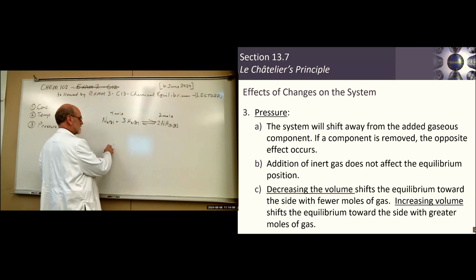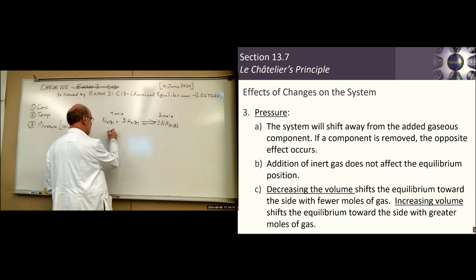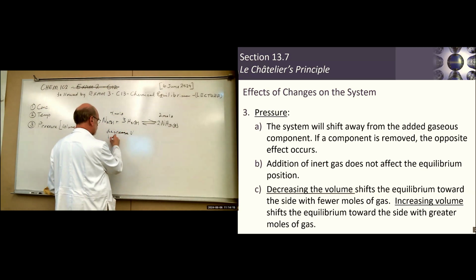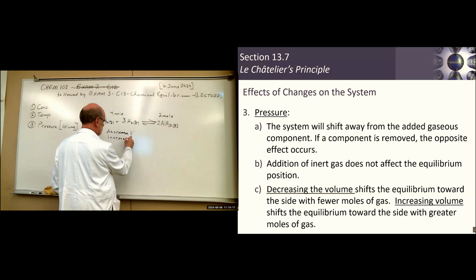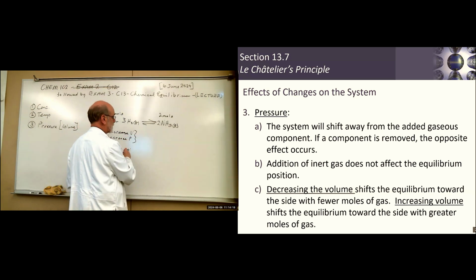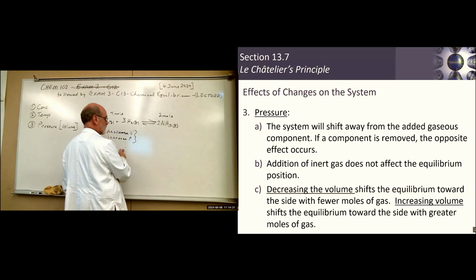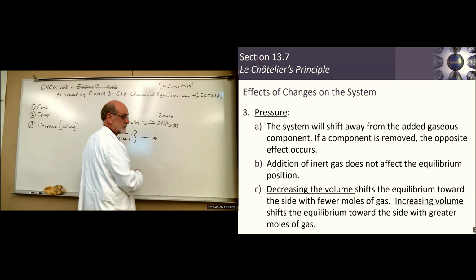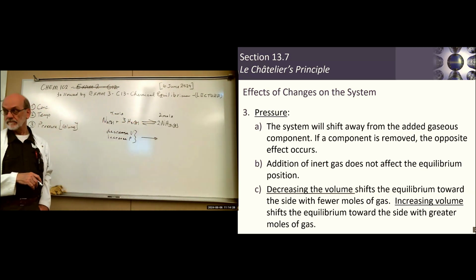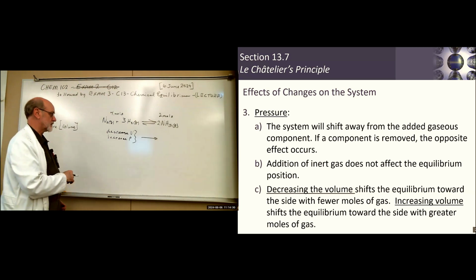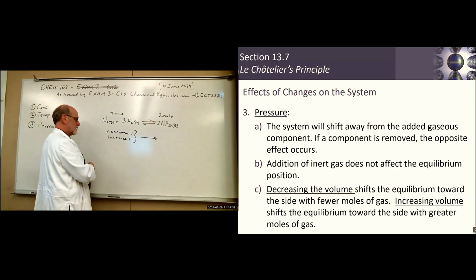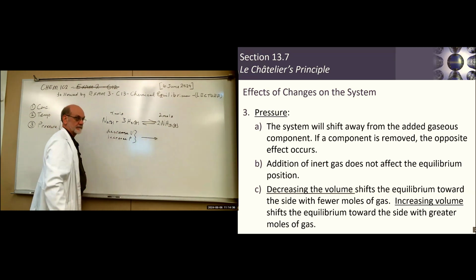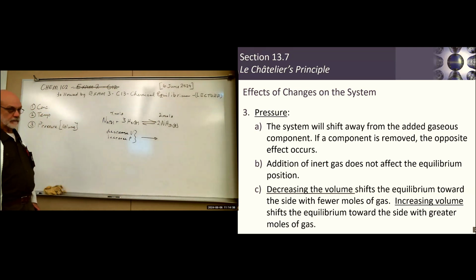So if we decrease the volume, which increases the pressure, both of those together, then the system is going to respond by producing fewer moles of gas. And vice versa. If we increase the volume and decrease the pressure, we're going to shift it back this way. Okay?